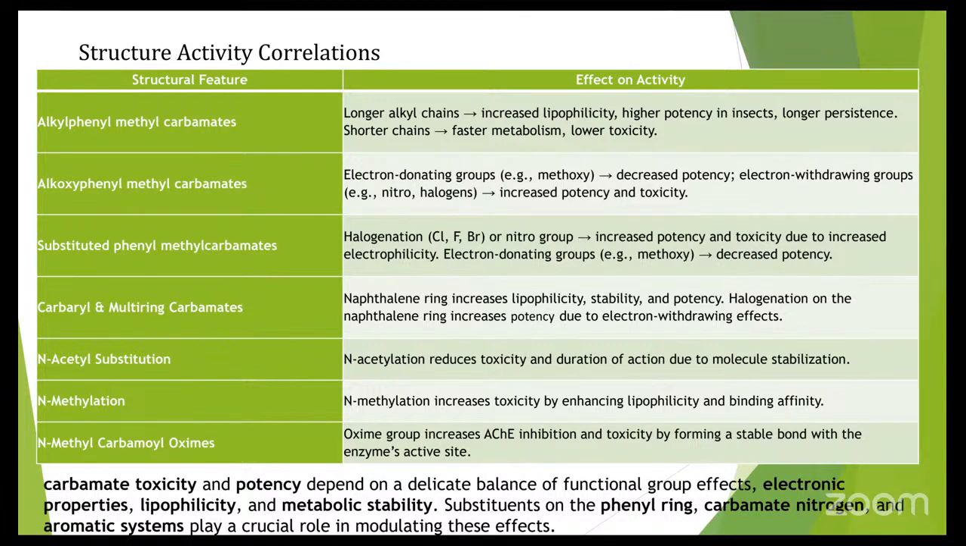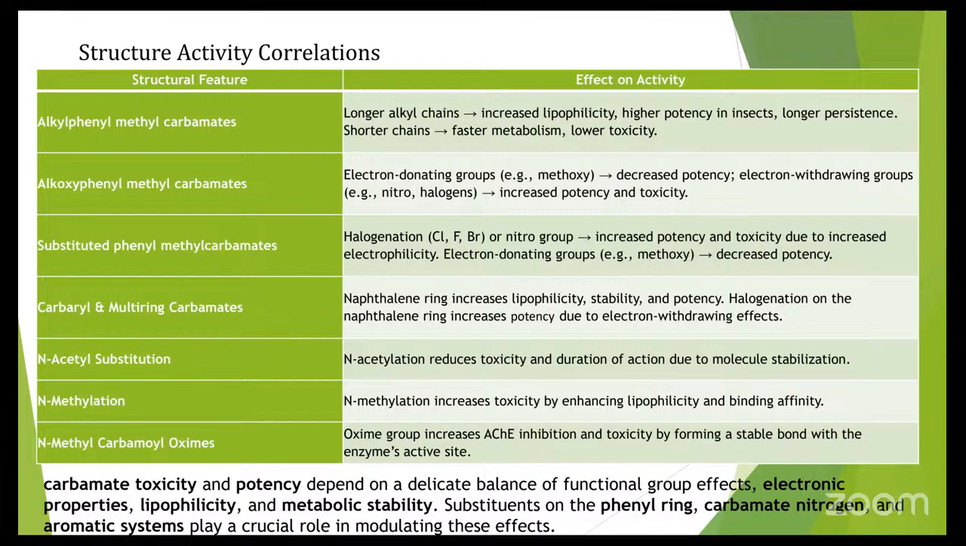Here we can see structural features and their correlations. In alkyl phenyl methyl carbamates, the effect on activity is that longer alkyl chains mean increased lipophilicity, higher potency in insects, and longer persistence, while shorter chains mean faster metabolism and lower toxicity. Whereas in alkoxyphenyl methyl carbamates, electron donating groups, for example methoxy, show decreased potency, and electron withdrawing groups, for example nitro and halogens, increase potency and toxicity.